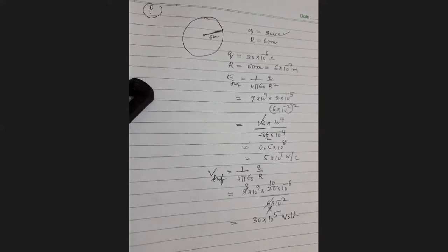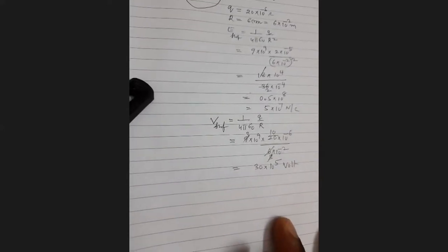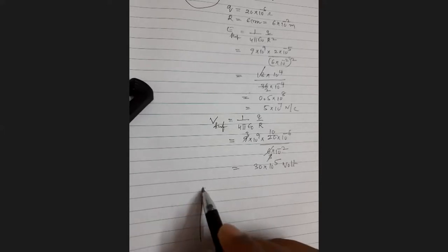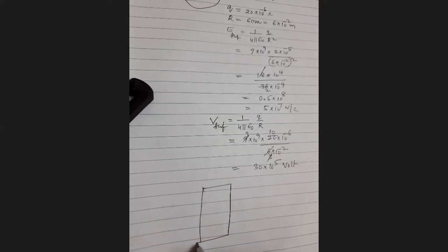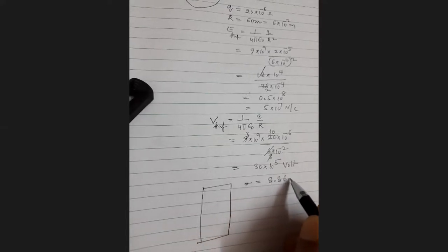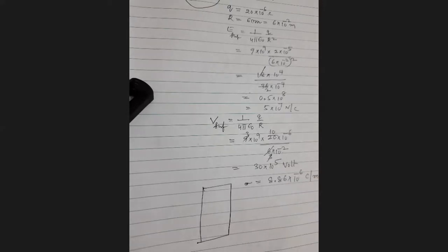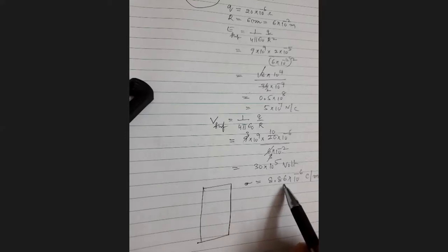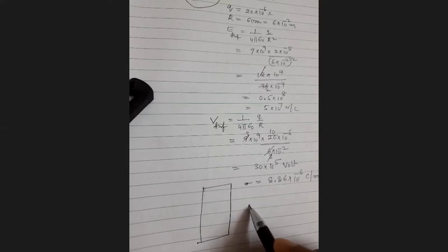Okay, so next problem you see here, an infinite plane sheet is uniformly charged with the charge density sigma equal to 8.86 into 10 power minus 6 coulomb per meter square. Find the electric field strength at a point near to the sheet.